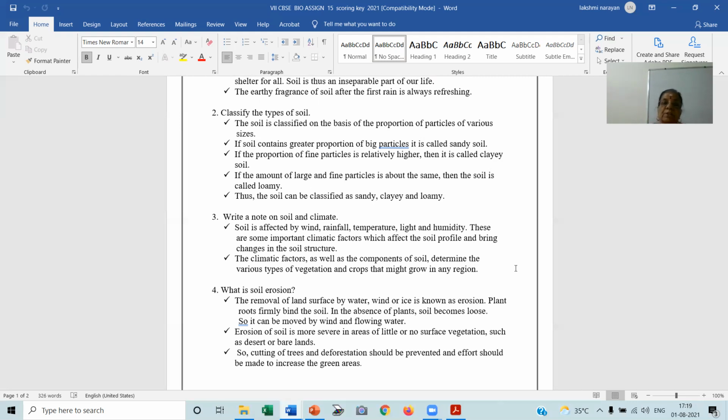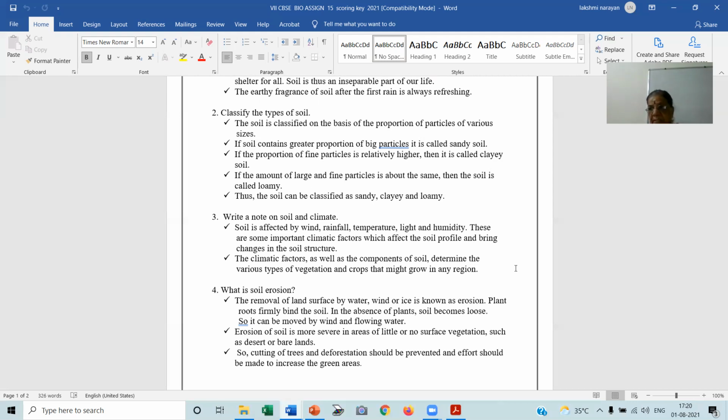Then what is soil erosion? The removal of land surface by water, wind or ice is known as erosion. Plant roots firmly bind the soil. In the absence of plants, soil becomes loose, so it can be moved by wind and flowing water. Erosion of soil is more severe in areas of little or no surface vegetation.